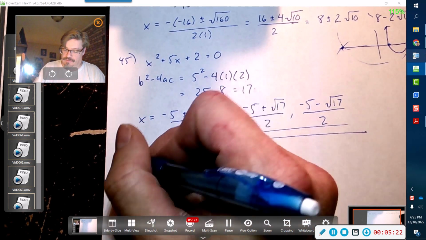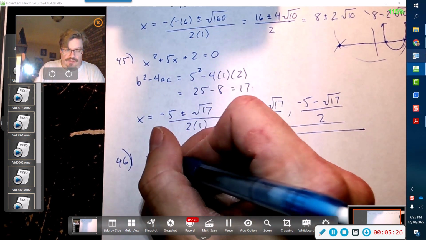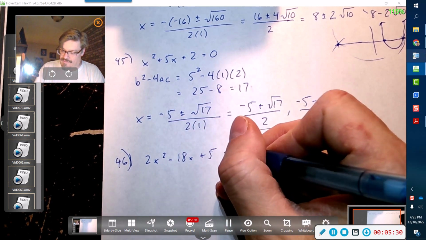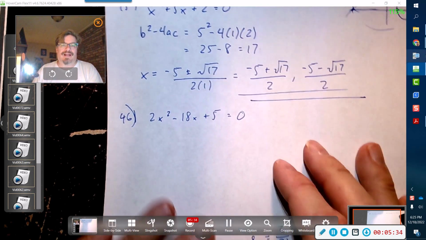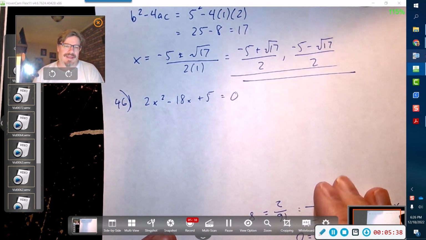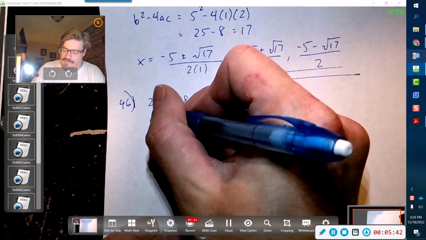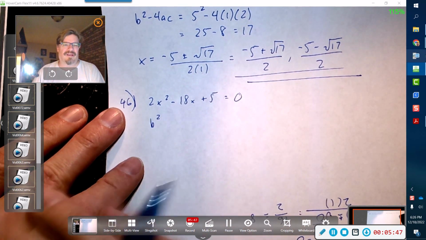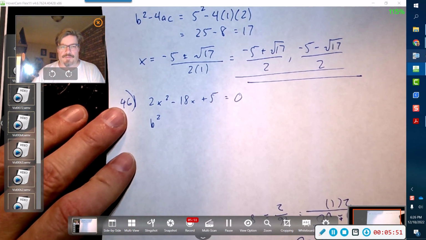That's our solution. 46. 46 is 2x squared minus 18x plus 5 equals 0. Now we could try the AC method, but honestly, AC method can be kind of just as taxing as doing the quadratic formula. So sometimes I'll just go straight to the quadratic formula if I see a number, especially if it's a number larger than 2, like, I don't know, if I saw anything larger than 5, I'd probably just use the quadratic formula anyway.